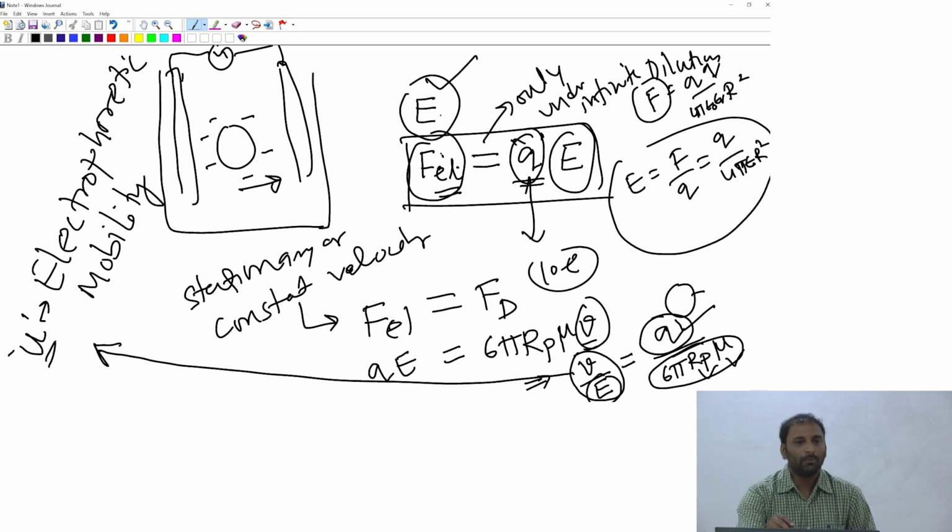So this kind of formalism is valid only if you're working with very dilute cases, where the concentration of ions in your solution is very, very low, or if you want to talk about colloidal particles, the number of particles in your dispersion is going to be very, very few.